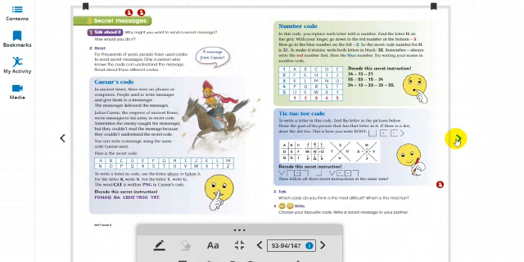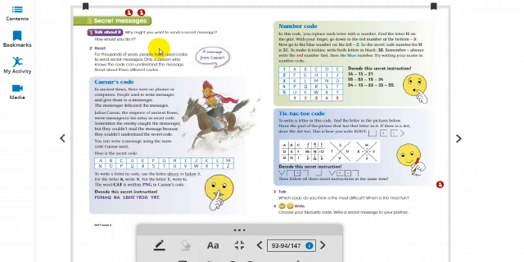Now, secret message. Why might you want to send a secret message? How would you do it? Well, if you have your best friends, and you want to tell them something that you don't want the other person to know, what do you do? You start writing messages in code words, or you speak in code words so that the person who's sitting next to you won't understand what he or she is telling you, isn't it?